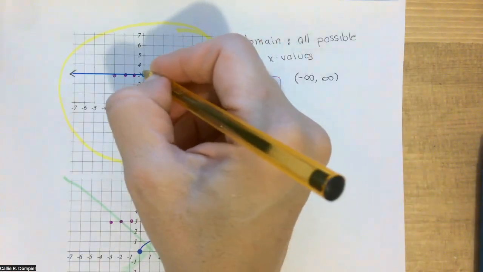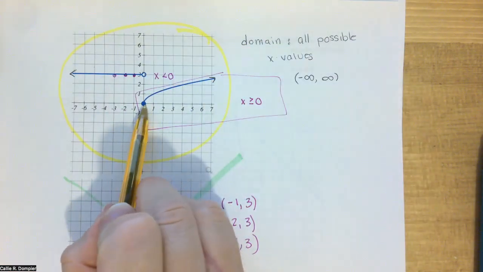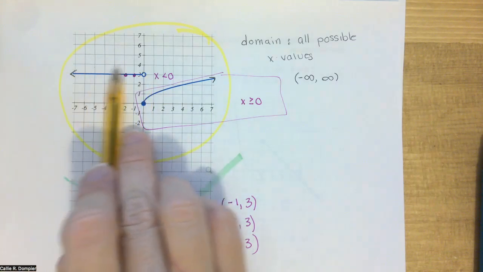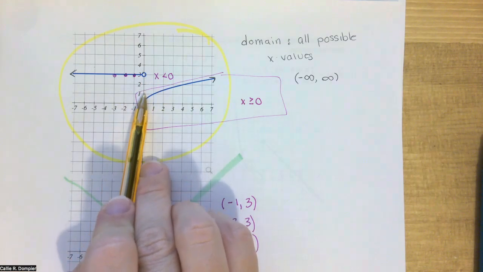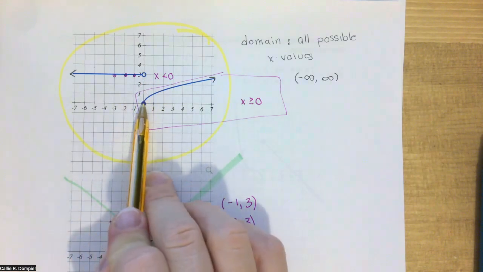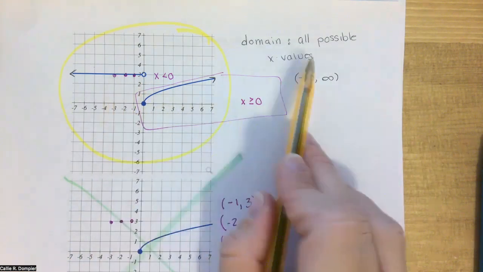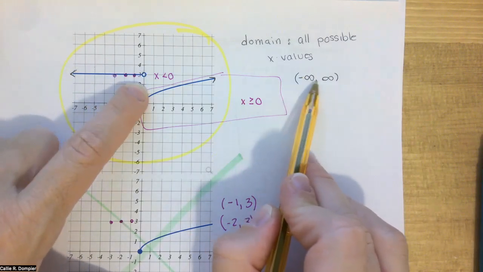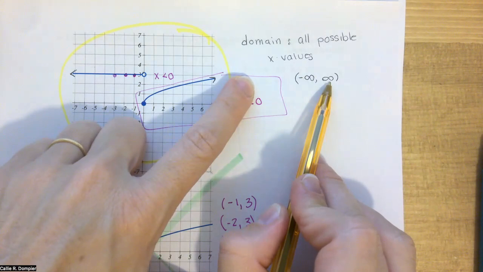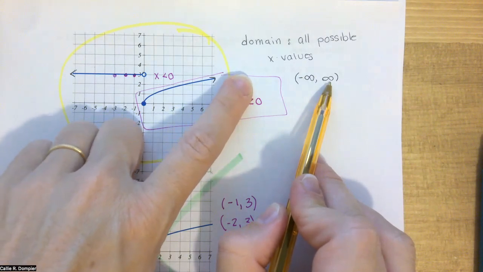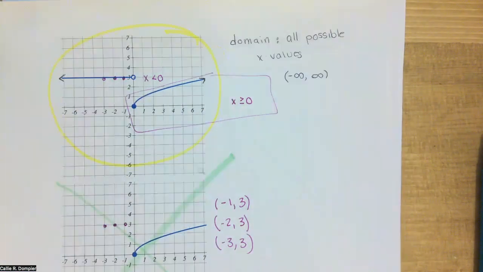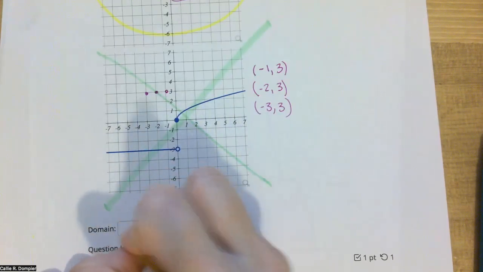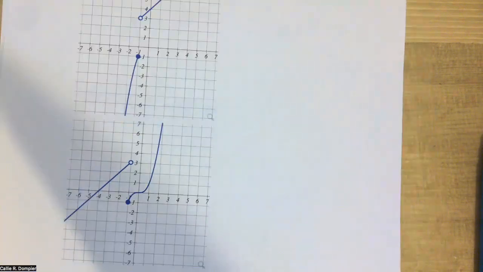There's a hole at 0, but it's filled in right here. It goes forever in the negative infinity direction. When it gets to 0, it jumps down here, and then it keeps going to positive infinity. So it starts at negative infinity, goes over to 0, jumps down, and goes to positive infinity. So your domain is just negative infinity to infinity, okay? We know that those only ever get parentheses, infinity symbols, okay?